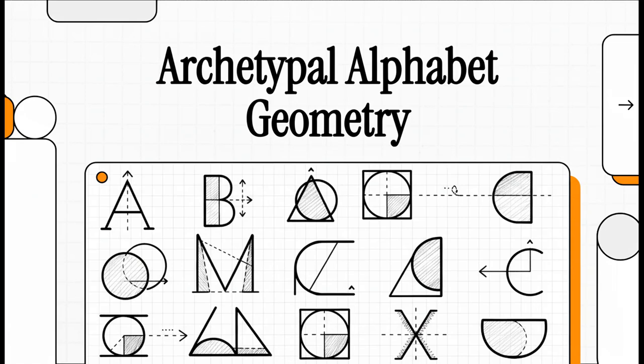All right, welcome to the Explainer. Today we're going to look at something you see literally every single day, the alphabet. But in a way, I guarantee you've never seen it before. We're about to dive into this incredible idea of a language hidden in plain sight, a language that's written not in words, but in shapes.